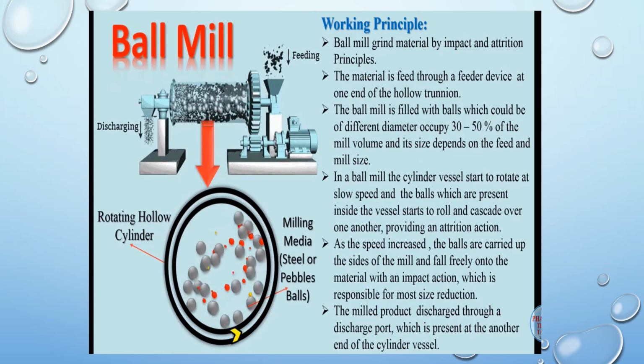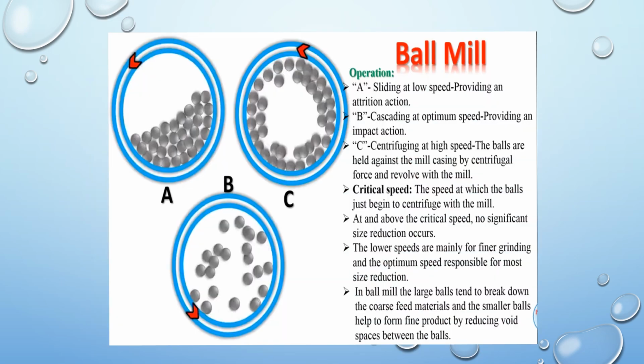In a ball mill, the cylinder vessel starts to rotate at slow speed and the balls present inside the vessel start to roll and cascade over one another, providing an attrition action. As the speed increases, the balls are carried up the sides of the mill and fall freely onto the material with an impact action, which is responsible for most of the size reduction. The product is discharged through a discharge port at the other end of the cylinder vessel. The operation of ball mill method is shown in the figure.